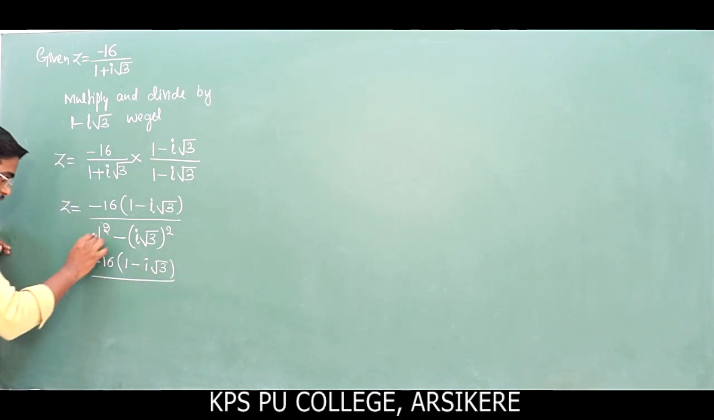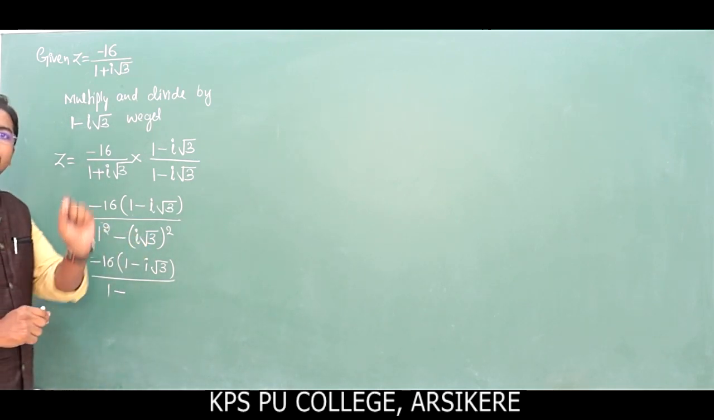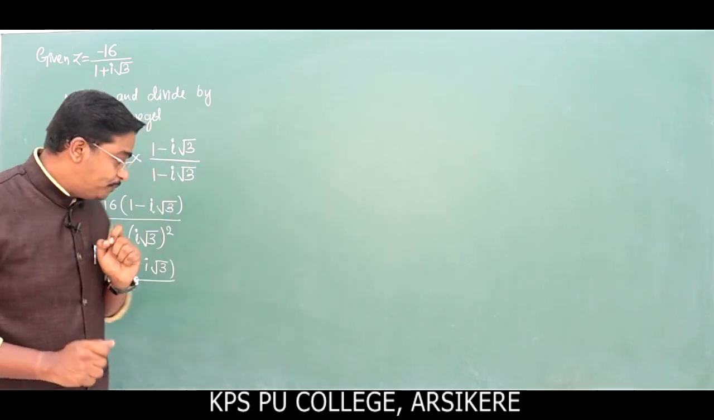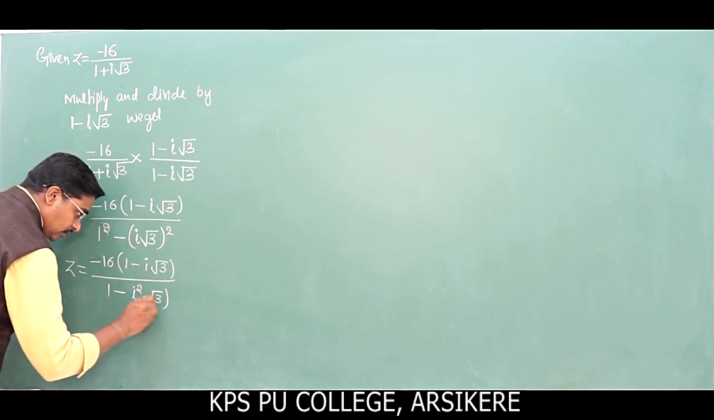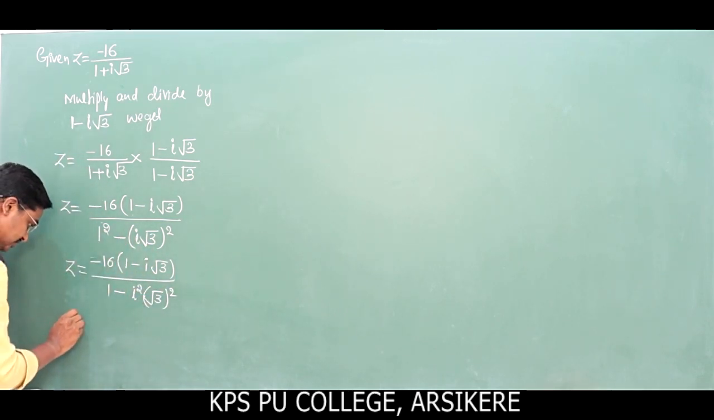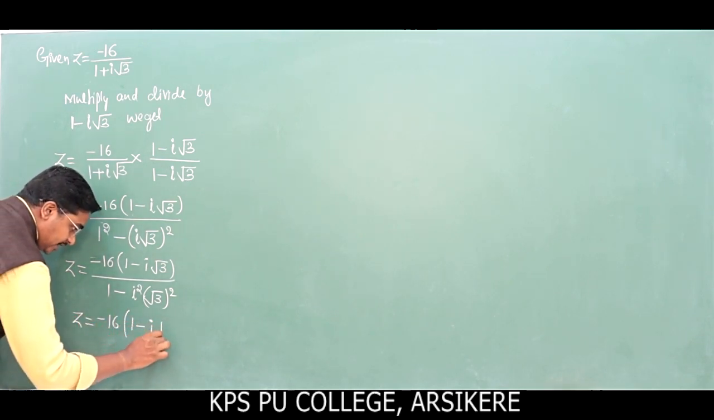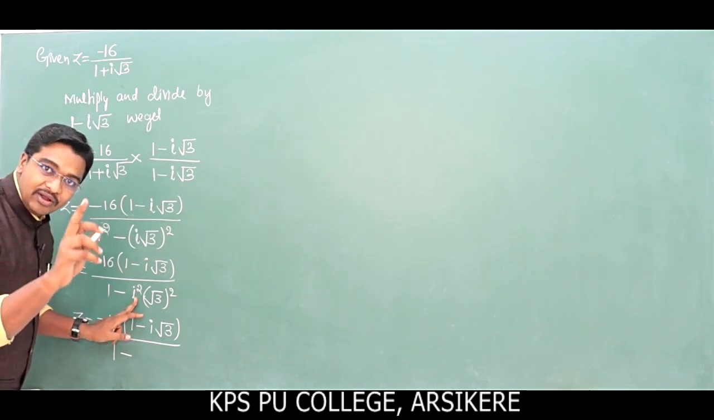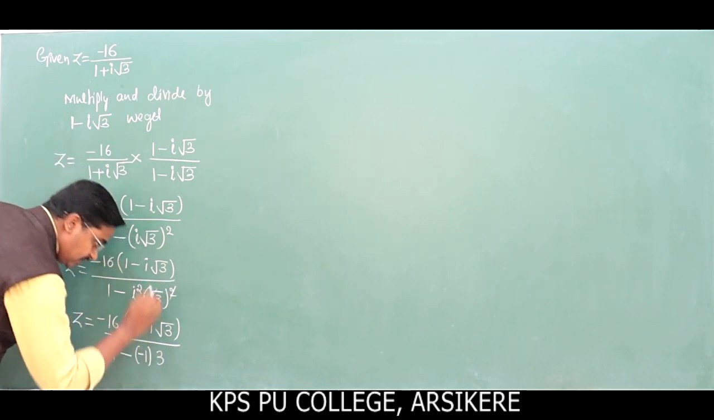So now this can be written as z is equal to minus 16 times 1 minus i root 3 whole divided by 1 square, which is 1, minus, so just observe here. Whenever I get terms like ab whole square, it can be written as a square into b square. This also can be written as i square into root 3 whole square. So what is the i square value? i square value is minus 1, and root 3 whole square, square and square cancel, we are left with 3.